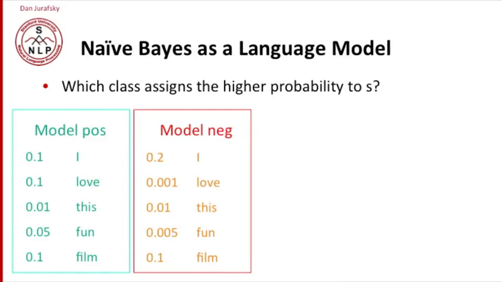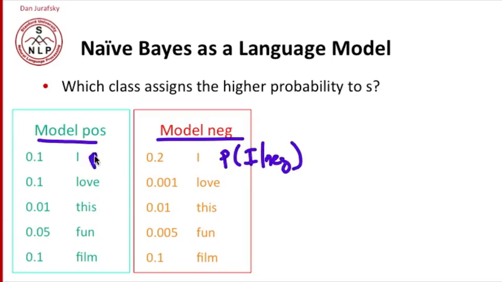So when we ask the question, which class assigns a higher probability to a document, it's like we're running two separate language models. Here I've shown you two separate language models, the positive class and the negative class, and each one has separate probabilities. So here's the probability of I given negative, and here's the probability of I given positive. I guess people are more likely to use the word I when they don't like something.